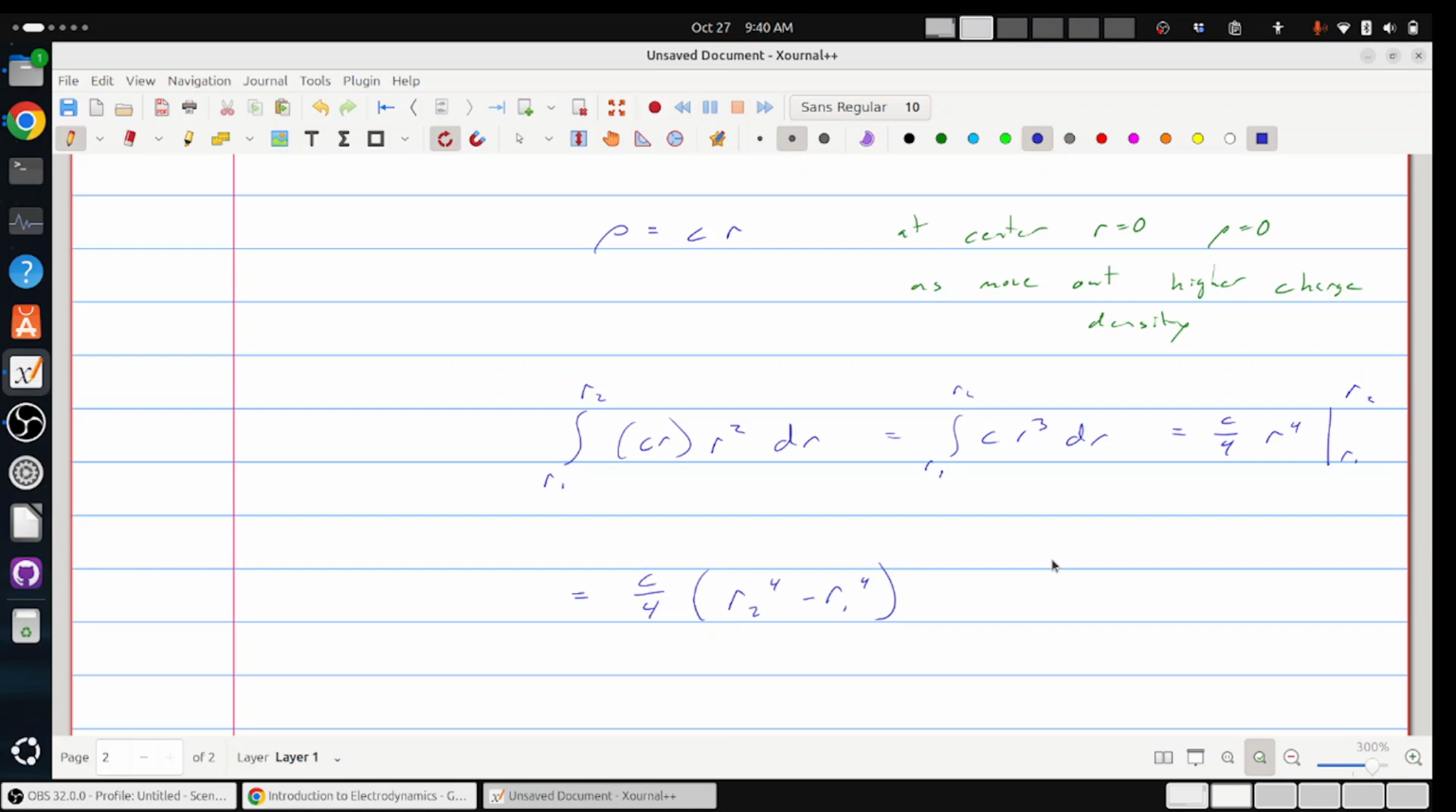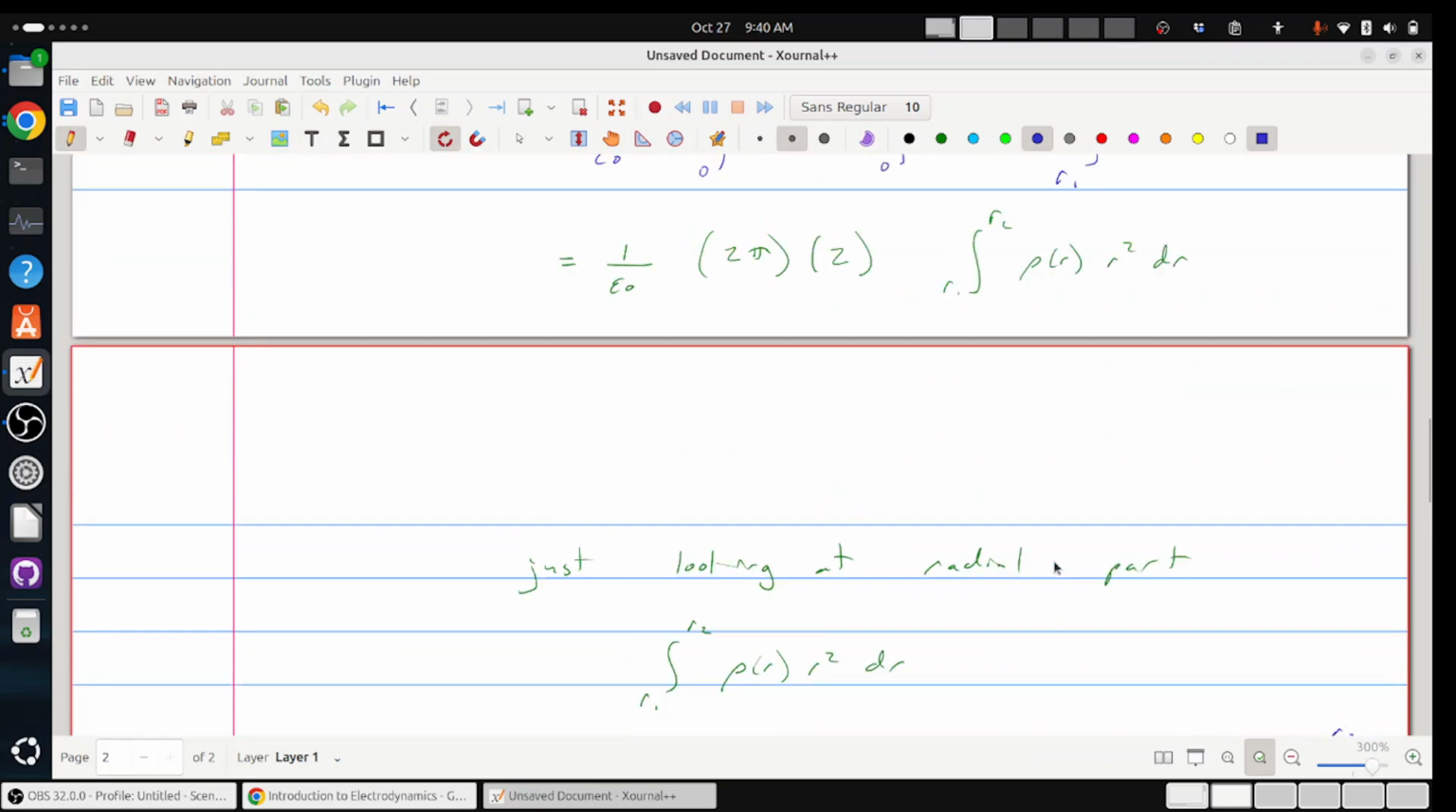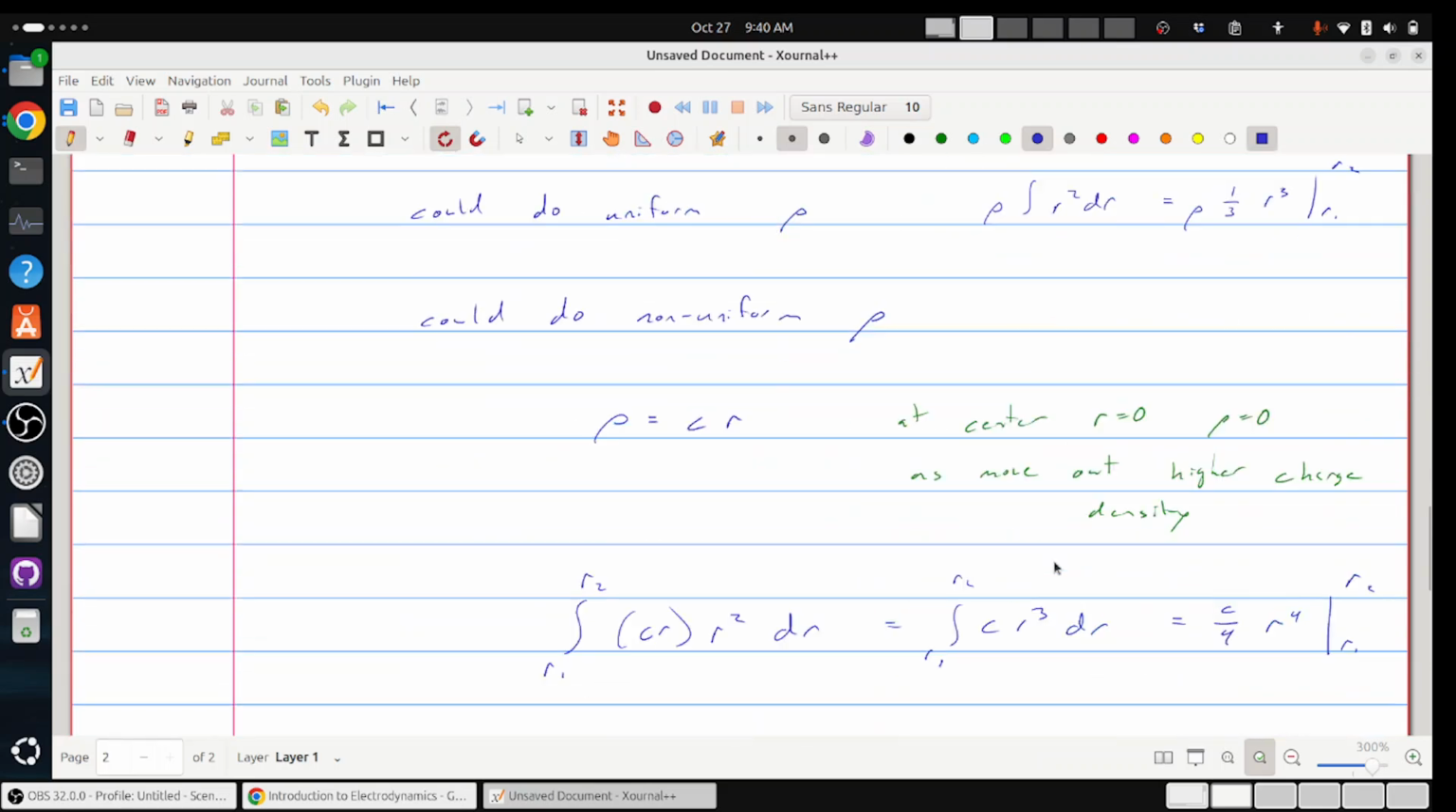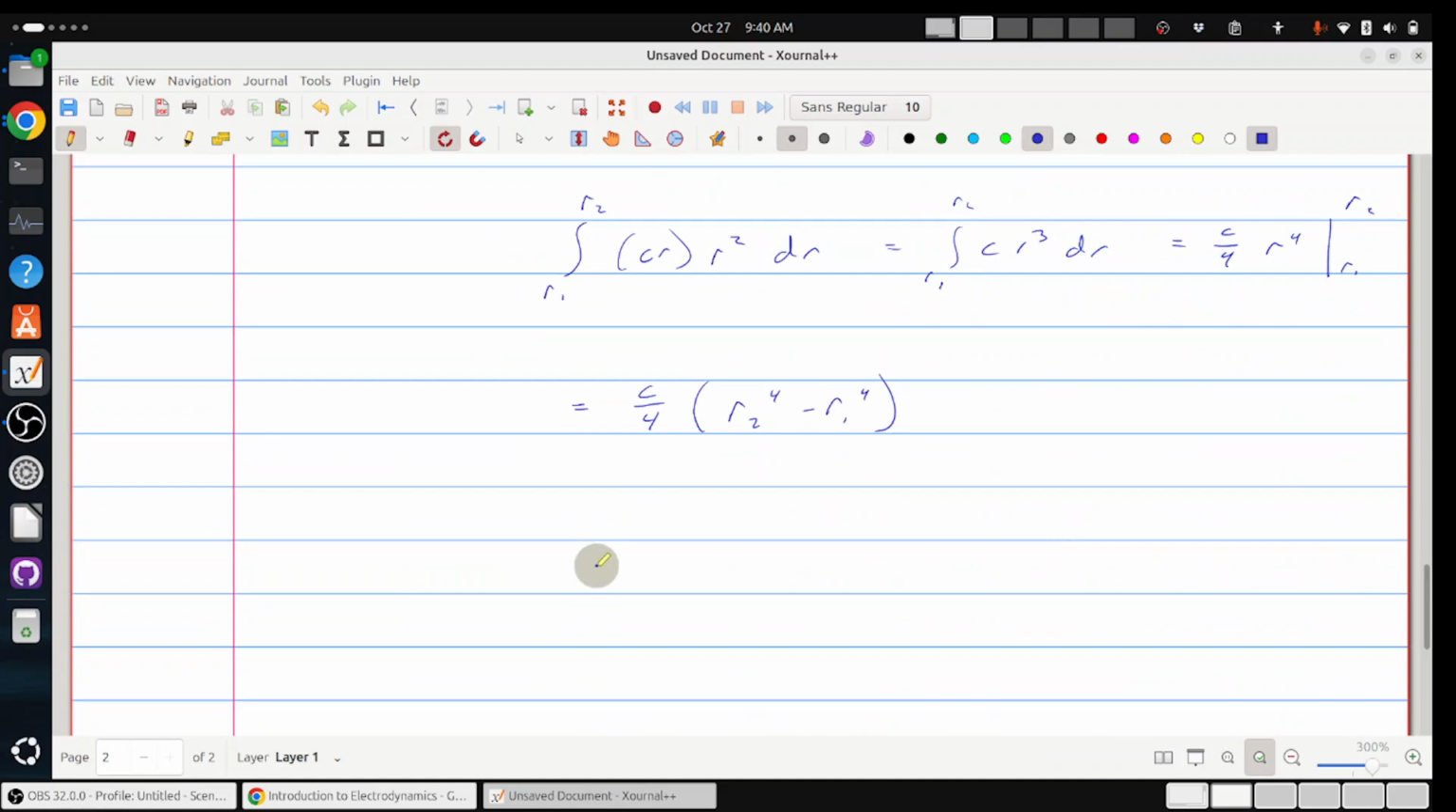So I could take this along with what I found from my other stuff, and I'm going to have, for the full right side, 4 pi over epsilon naught times C over 4 times r2 to the 4th minus r1 to the 4th. And this ought to all be equal to E times the 4 pi capital R squared.